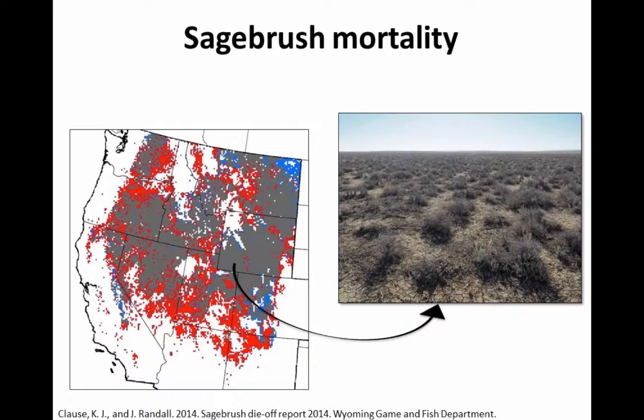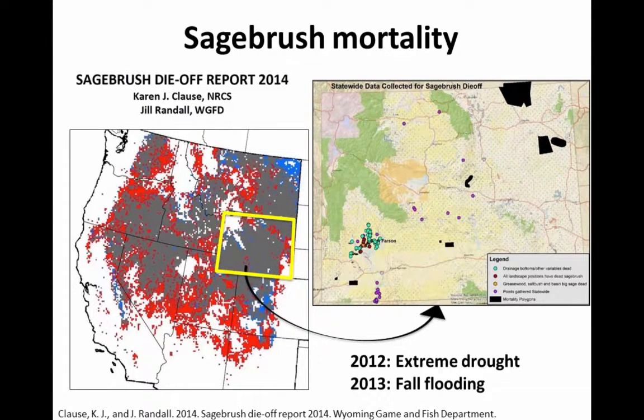Pretty wide areas of sagebrush mortality, and this really prompted some concerns that we need to understand this process if we're going to be able to project the future. In fact, there was a report generated by Klaus and Randall in 2014, I think, that described patterns of this. And so this is a map of Wyoming, and they show there's a bunch of sites here just west of Sparson where they observed mortality. And they speculated about what may be causing this.